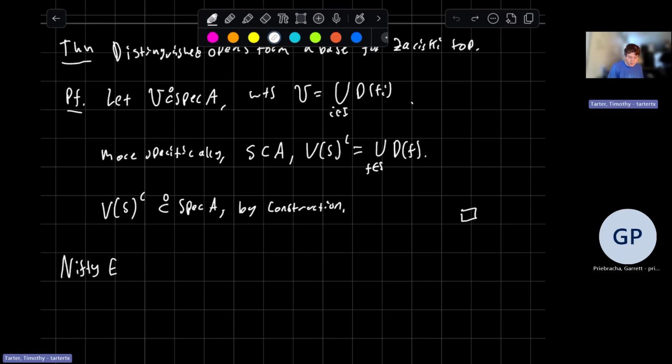No, no worries. He calls this one a nifty exercise, and I will say it as a theorem, so I'm going to call it the nifty theorem.